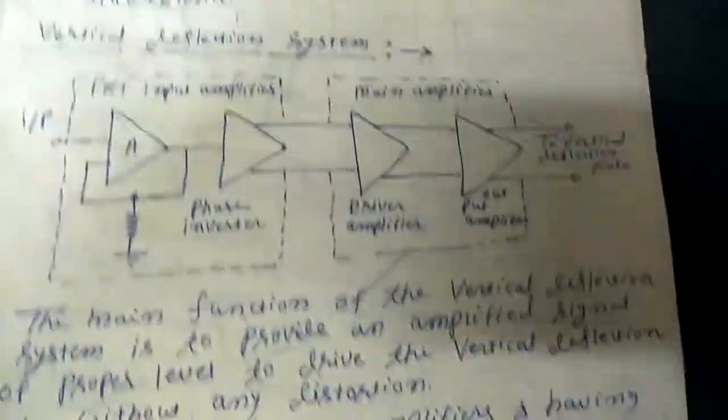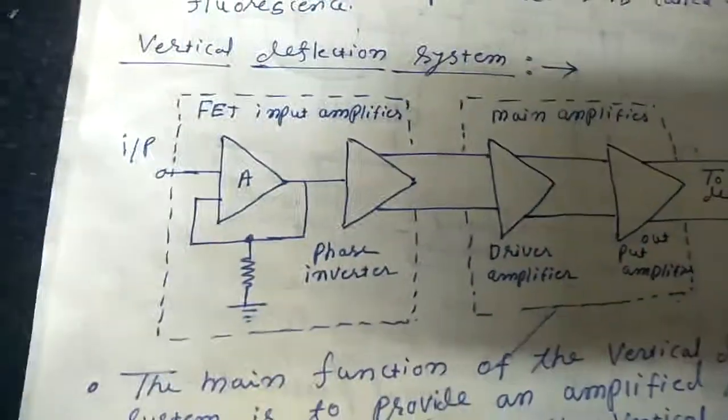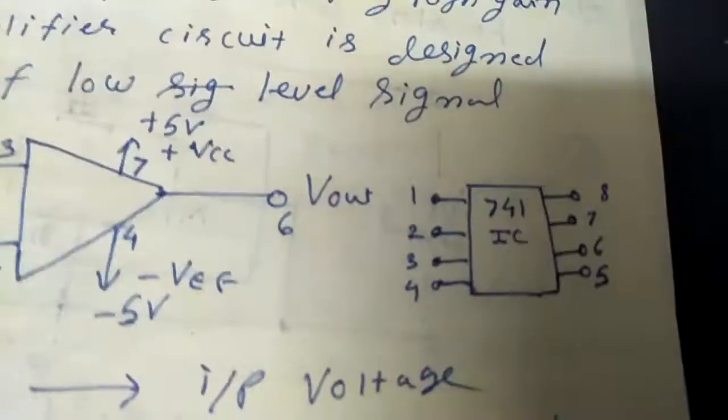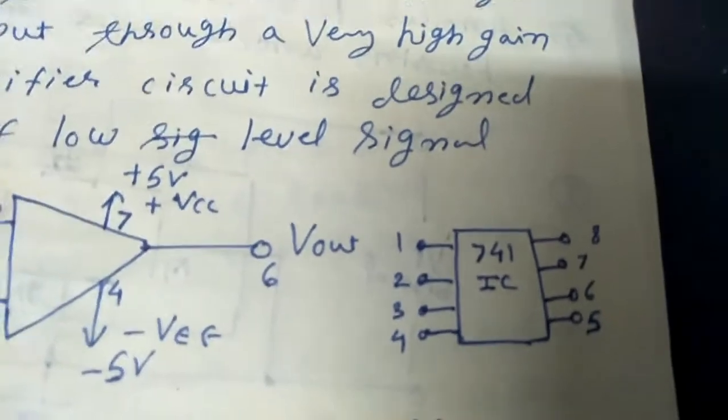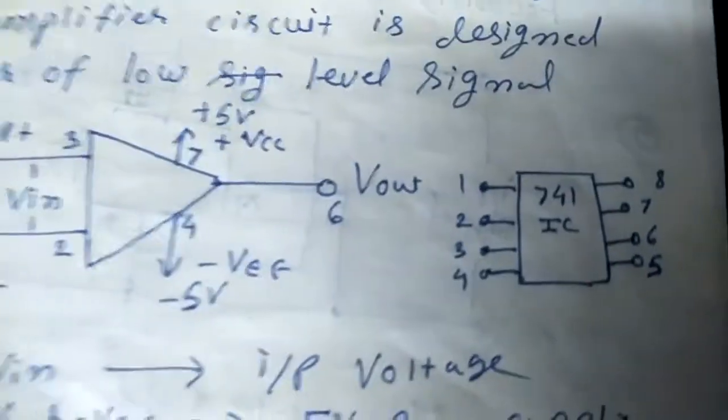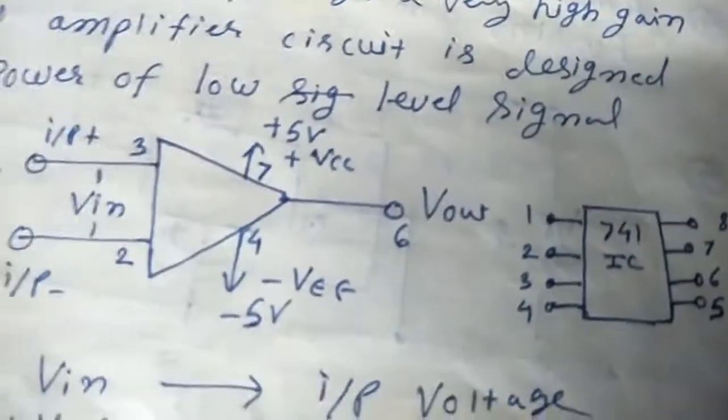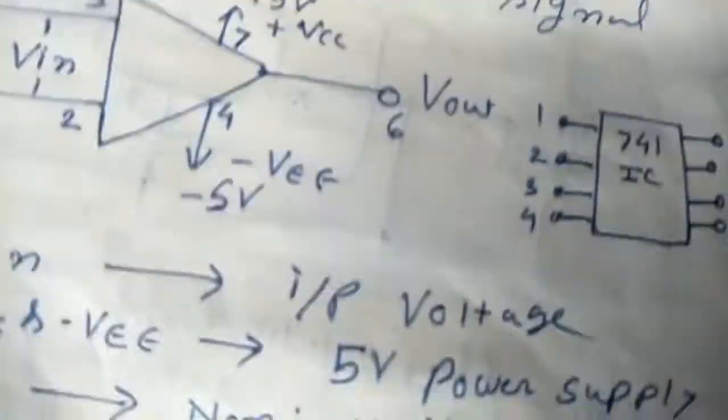So there are a number of amplifiers. These are nothing but op-amps. So before going to study the vertical deflection system, first you have to know what is meant by op-amp. So op-amp is an analog IC. IC in the sense what? Integrated circuit. Okay, so this IC is a component, an integrated circuit.